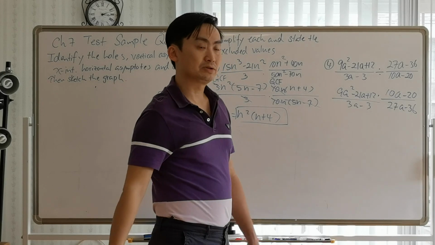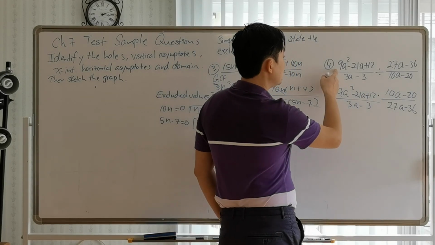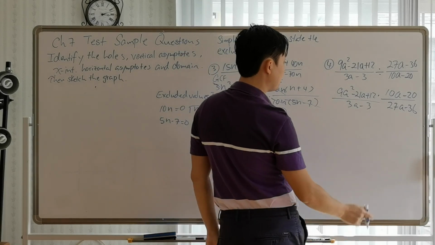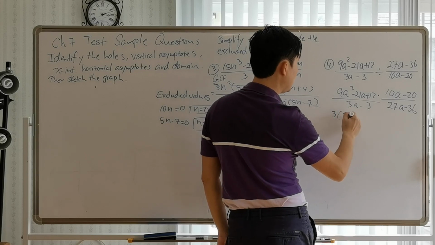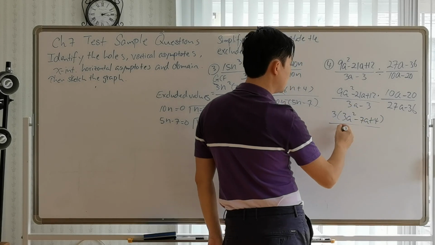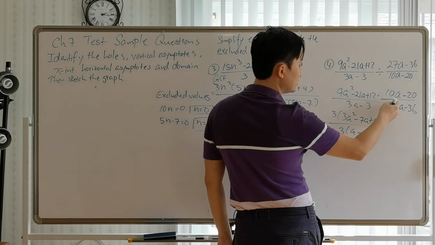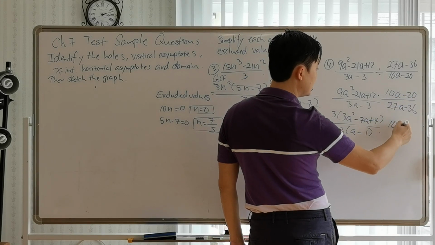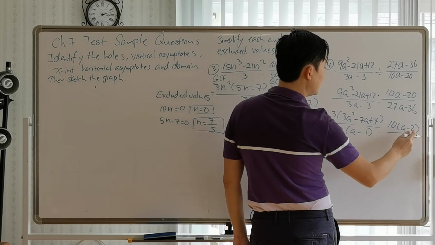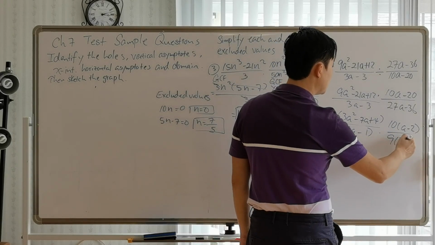Okay, so once you convert it back to multiplication, now you want to factor it top and bottom. So 9a squared minus 21a plus 12. Take out the greatest common factor first. So take out 3. So we get 3a squared minus 7a plus 4. And then 3a minus 3. Take out 3. So we get a minus 1. 10a minus 20. Take out 10. So we get a minus 2. 27a minus 36. We take out 9. So we get 3a minus 4.